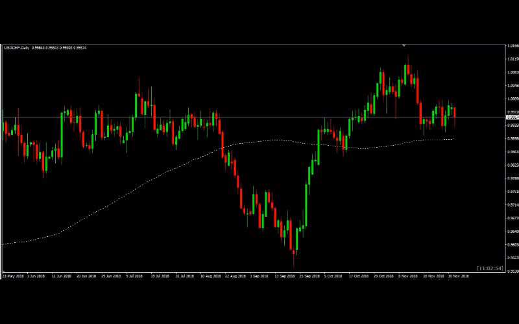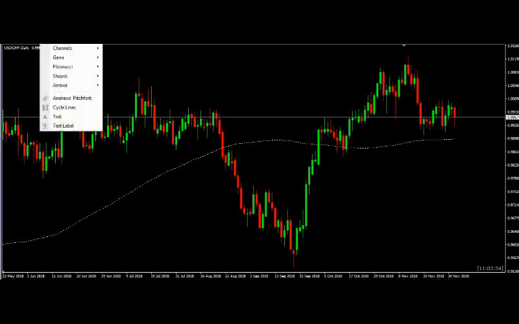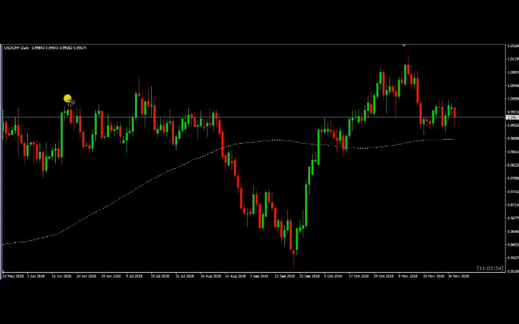Hey, how's it going? So we're quickly gonna go through how to use the median line tool. I think this is one of the most important tools that you can actually learn to use. Once you open your platform like this, you can go to insert and you look for this Andrews pitchfork.